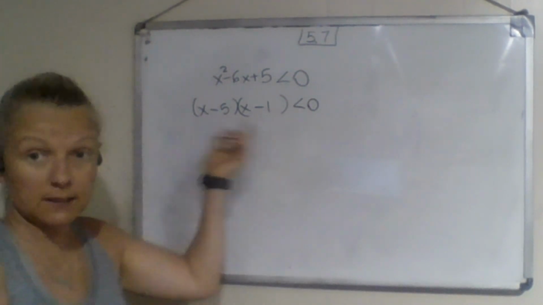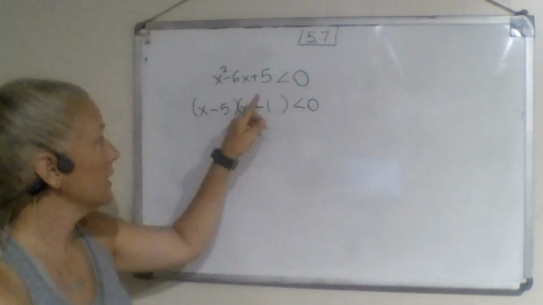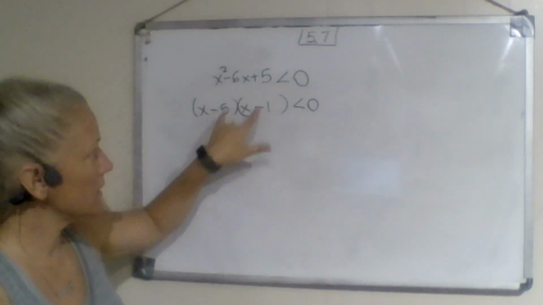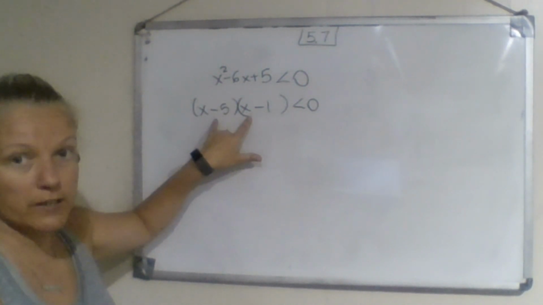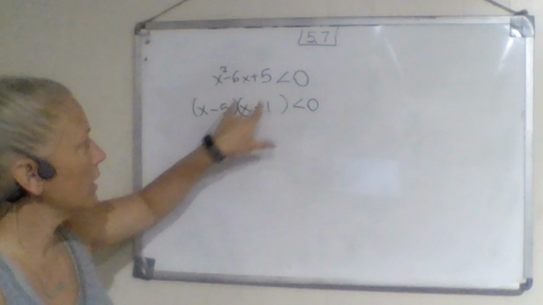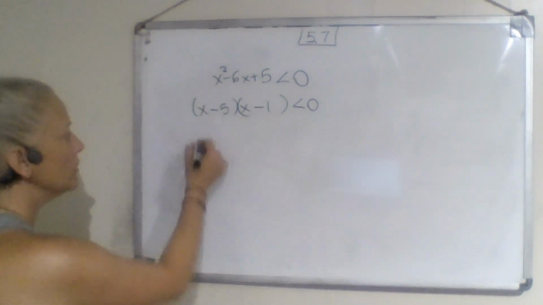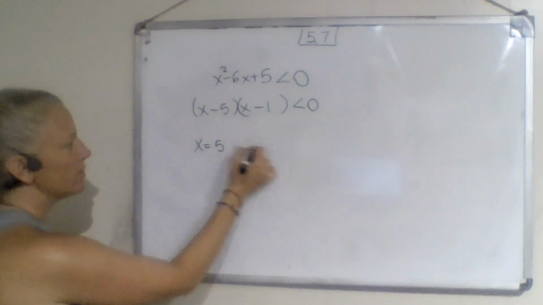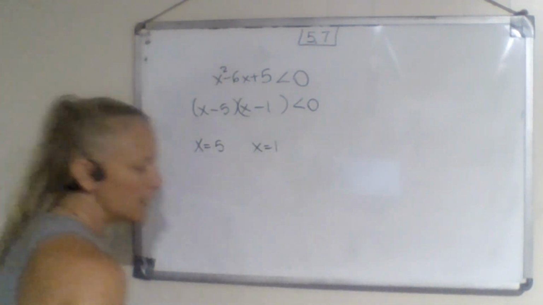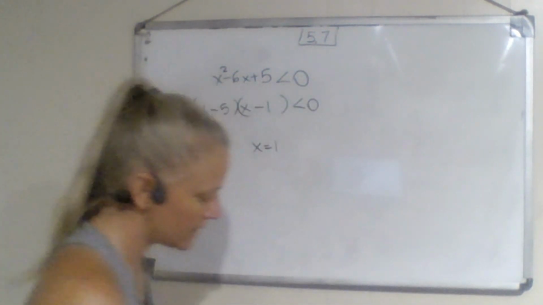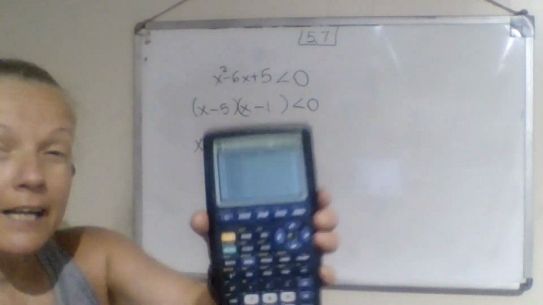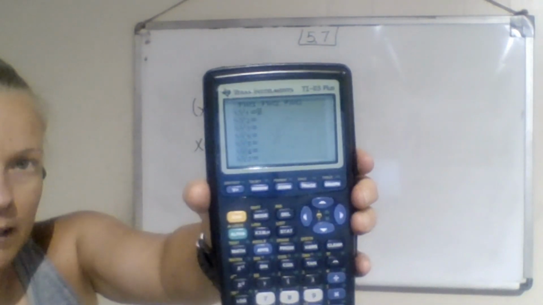How did I do this? This is 5.3 factoring. 2 numbers that times to positive 5 add to negative 6. Negative 5 times negative 1, positive 5. Negative 5 plus negative 1, negative 6. So my solutions are x equals 5 and x equals 1. If I go to my graph and I just clear everything out and I just graph it, we're not going to have an equality sign there.